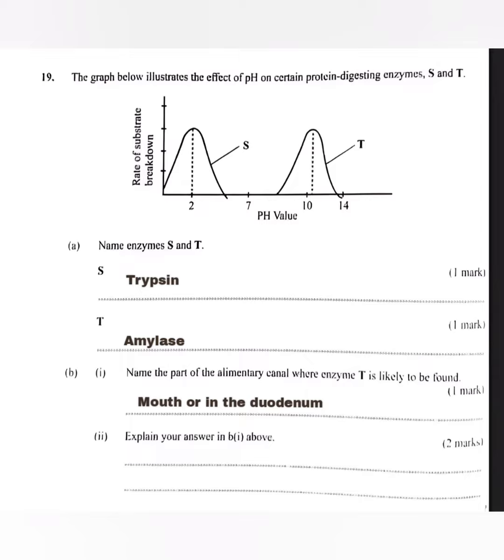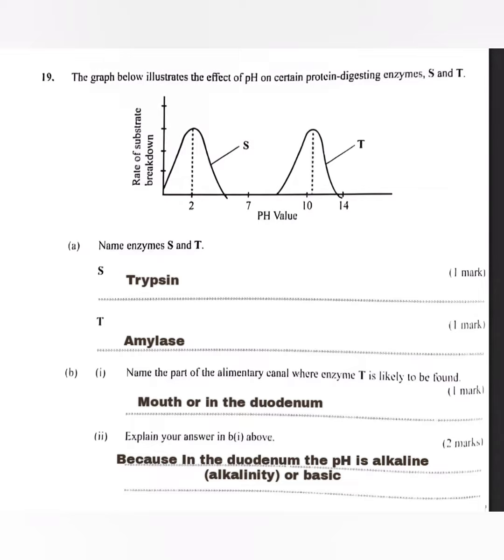In this part, they are just asking you why enzyme T is likely to work well in the duodenum or in the mouth. The reason is that in the duodenum or in the mouth, the medium is alkaline or basic.